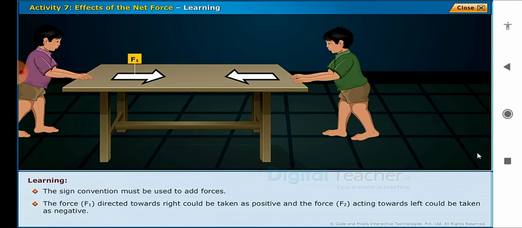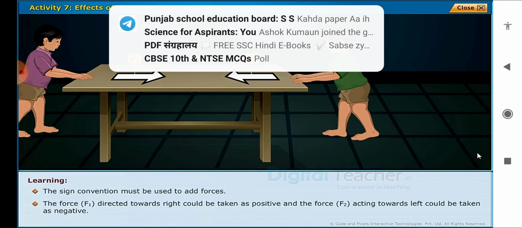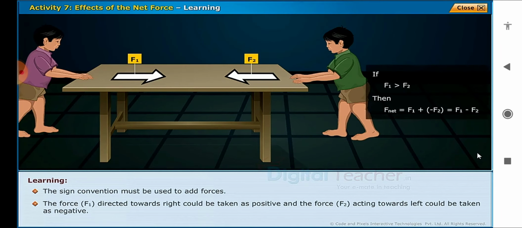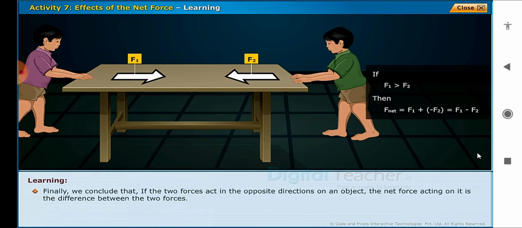The force F1 directed towards right could be taken as positive and the force F2 acting towards left could be taken as negative. If F1 is greater than F2, then net force Fnet is equal to F1 plus (minus F2), which is equal to F1 minus F2. Finally, we conclude that if the two forces act in the opposite directions on an object, the net force acting on it is the difference between the two forces. The object at rest moves in the direction of the net force acting on it.